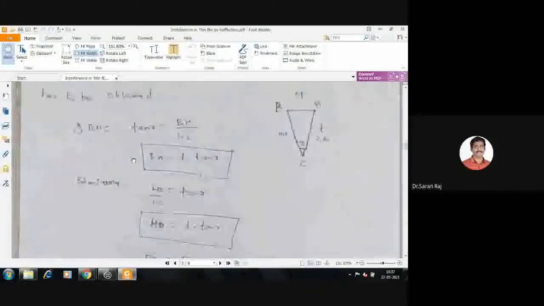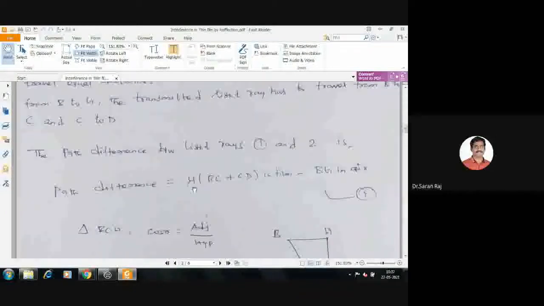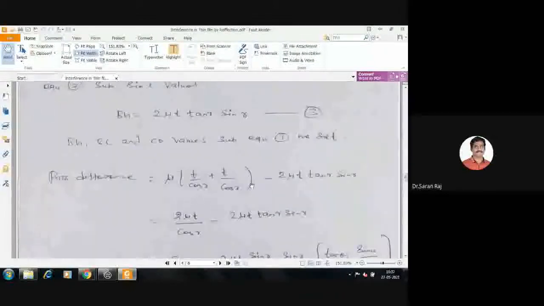So the path difference equation, equation number 1, you know: mu into (BC plus CD) in film minus BG in air. All the values you know, so substitute all the values in equation number 1. The path difference equals mu into BC, and the BC value you know is t divided by cos r, plus t divided by cos r for CD, minus the BG value, which is 2 mu t tan r into sin r.